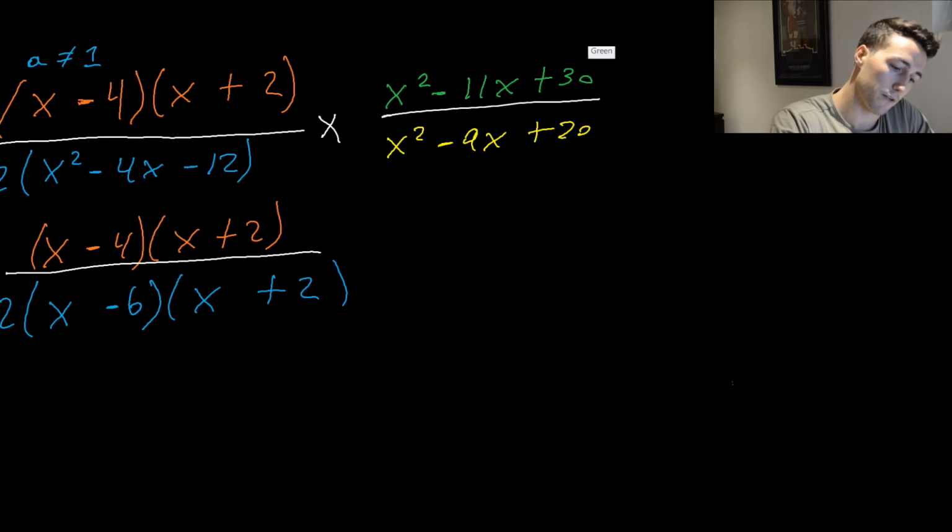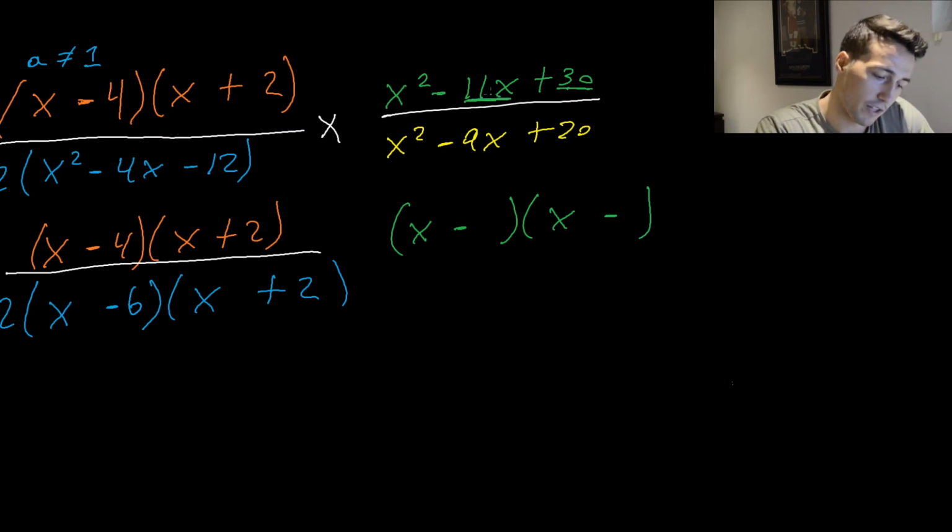Looking at this green term, we have x minus, and then again, x minus, because a negative times a negative is going to give us this positive. We have to account for this negative here. So if we look at the factors of 30, it'd be 1 and 30, 3 and 10. 6 and 5 is also another one. And if we do negative 6 minus 5, that's going to give us negative 11. So we know that that works. And also, obviously, negative 6 times negative 5 is positive 30.